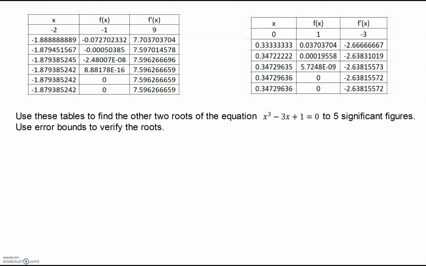So here are 2 other spreadsheets to find the other roots. In the first spreadsheet, x0 is taken as -2, and in the second, x0 is 0, and you can use these spreadsheets to find the other 2 roots to 5 significant figures and verify those roots using error bounds.